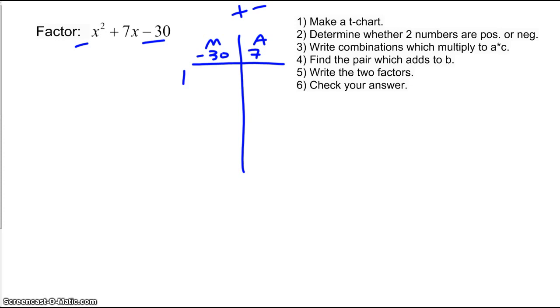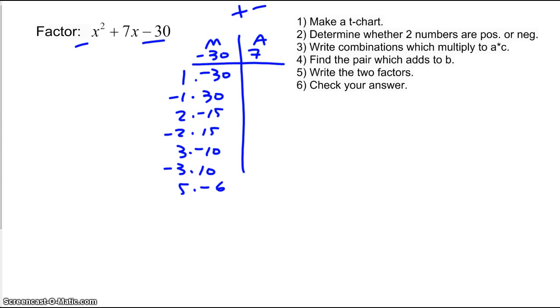So we could have 1 times negative 30 or negative 1 times positive 30, 2 times negative 15 or negative 2 times 15, 3 times negative 10 and negative 3 times 10, or 5 times negative 6, negative 5 times 6. Lots of ways. Rather than add them all up, let's just zoom in on the one that gives me positive 7. It's going to be this one, right? 10 plus negative 3 is 7. So negative 3 and positive 10 are the numbers. x minus 3, x plus 10.